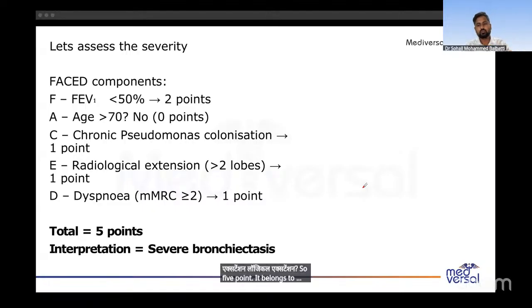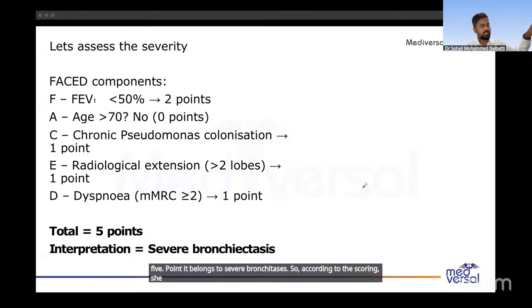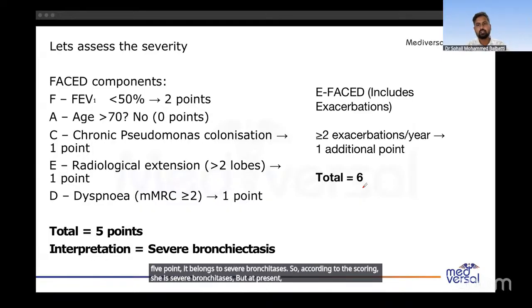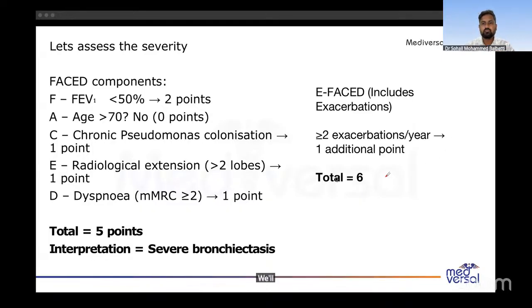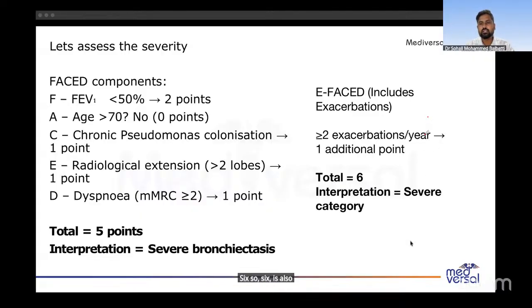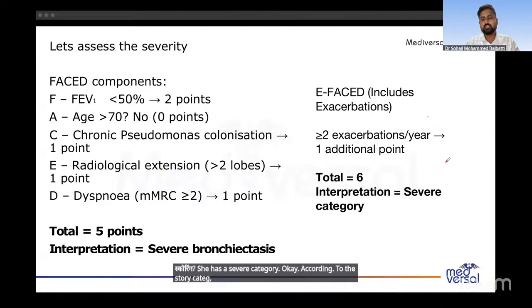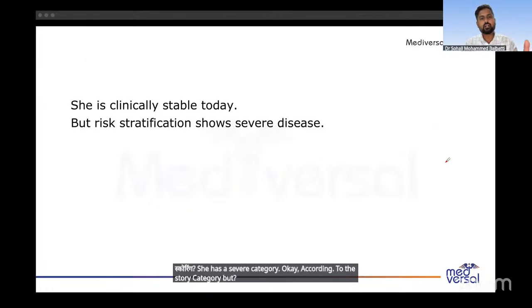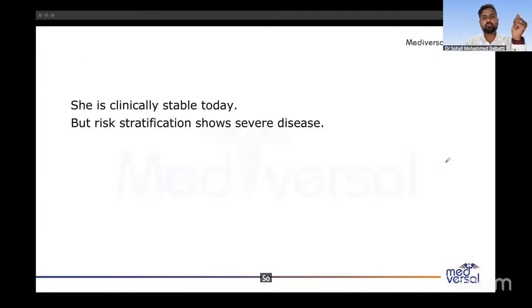So according to the scoring she has severe bronchiectasis, but at present she is clinically stable. We'll do the E-FACED. E-FACED shows again more than 2 exacerbations per year, so again 1 additional point. So a total of 6. So 6 is also going into the severe category. According to the scoring, she has a severe category, but clinically she is stable at present. So risk stratification shows severe disease.